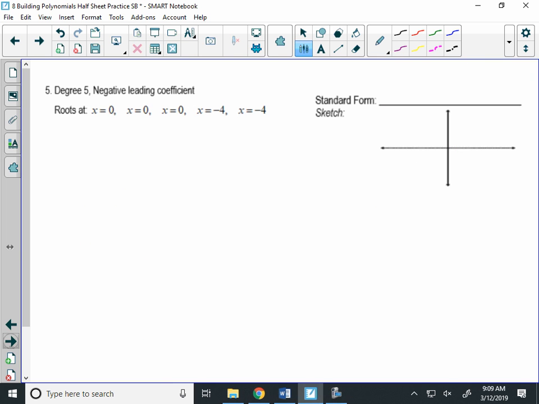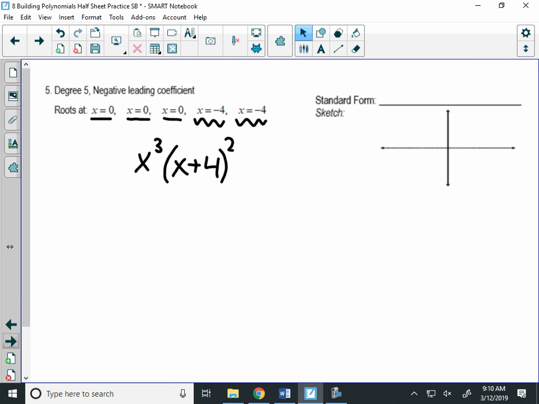All right, one more. I have x equals 0, x equals 0, x equals 0. Well, the factor that I write for x equals 0 is going to be x. But because it shows up 1, 2, 3 times, that means the root has a multiplicity of 3. Then, if I have the root x equals negative 4, its factor will be x plus 4. I have 2 of them, so it has a multiplicity of 2. It's suggested that we need a degree of 5, which is what we get here. 3 plus 2 gives me degree 5.